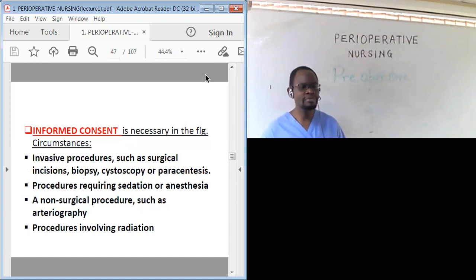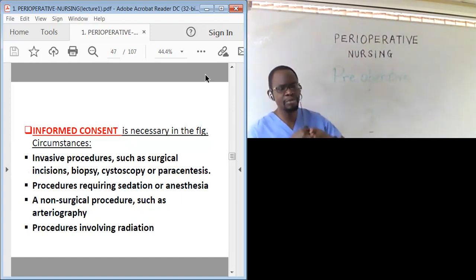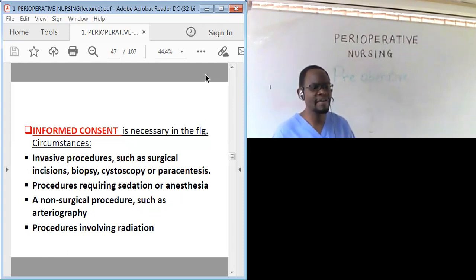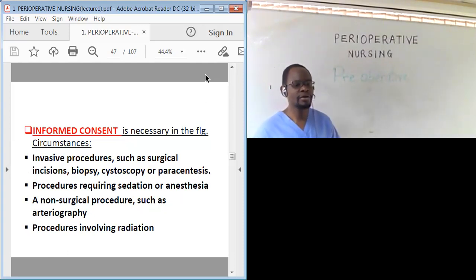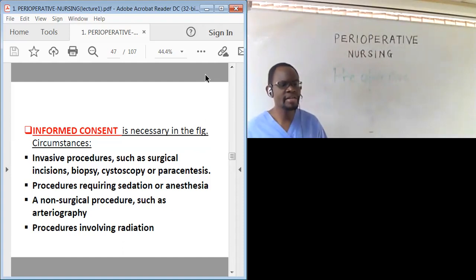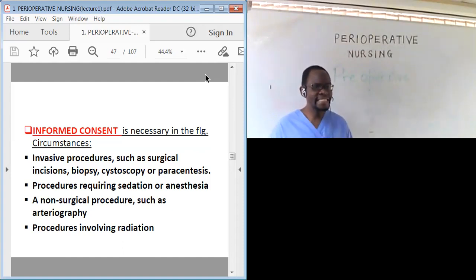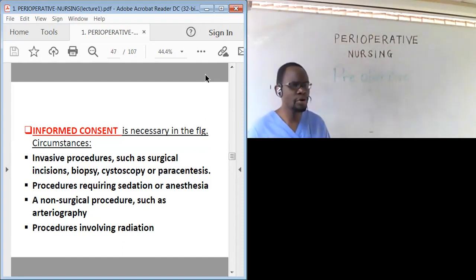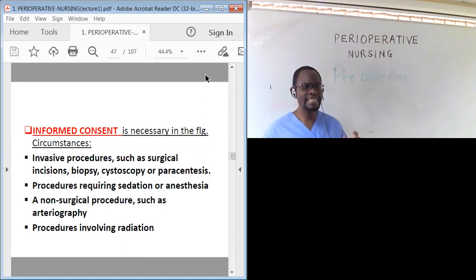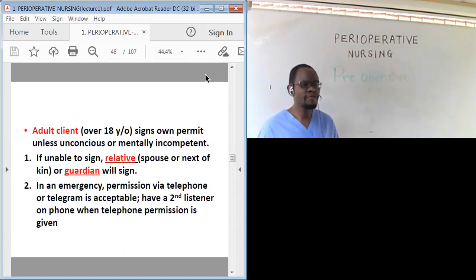In the following circumstances. If it is going to be an invasive procedure, things like incision, biopsy, endoscopy, paracentesis, it is required. Procedures requiring sedation, non-surgical procedures such as arteriography or angiography, procedures involving radiation, in all these informed consent is basically required.